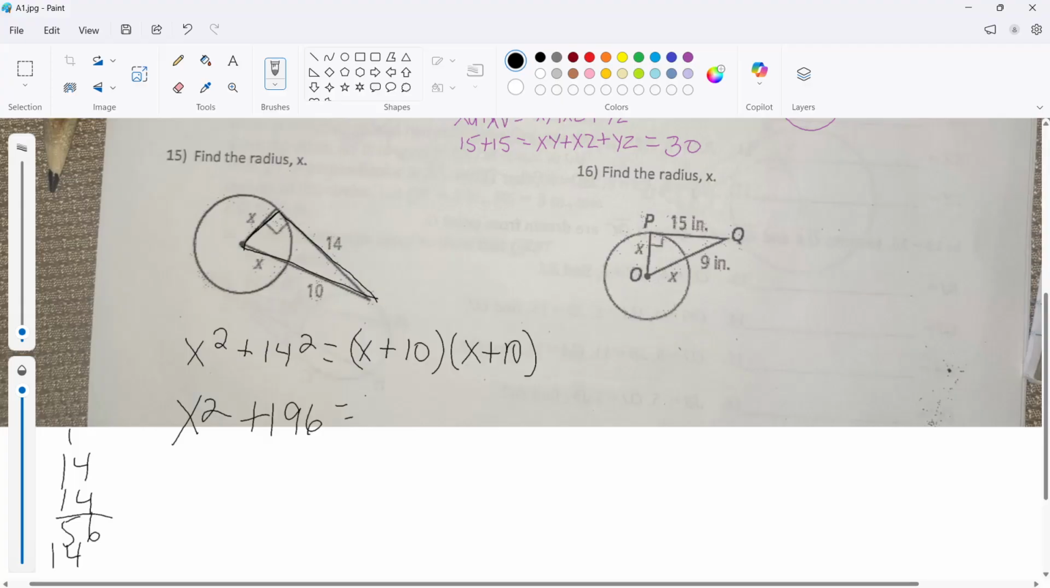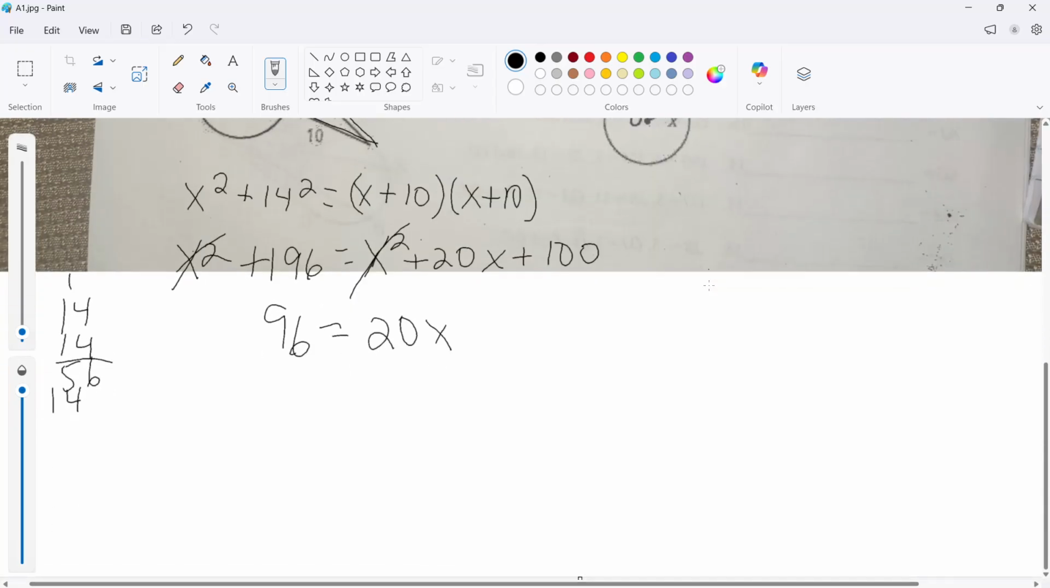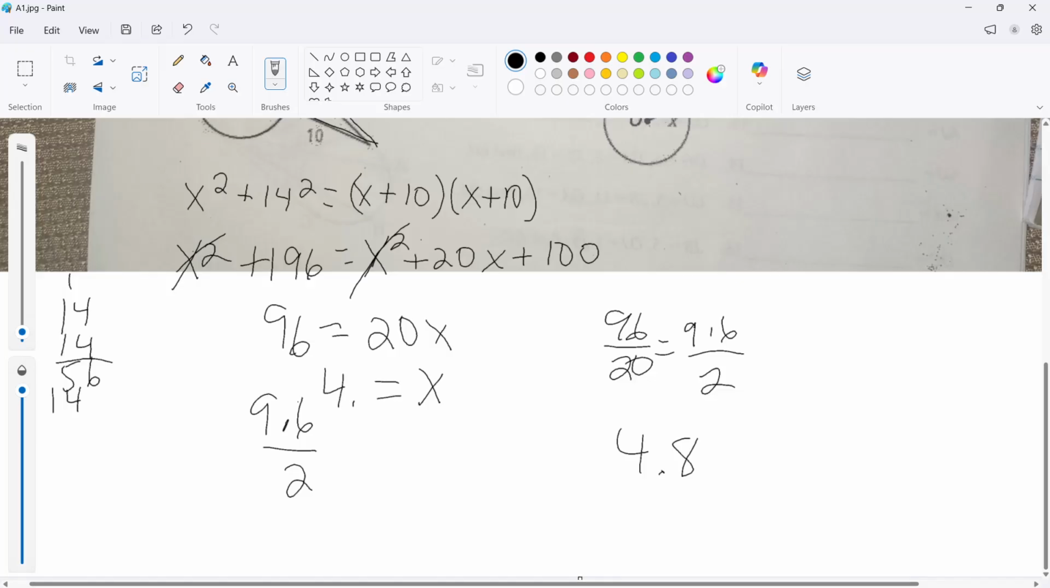Now FOIL: first times first, x squared. Inside 10x, outside 10x, that's 20x. Last times last, plus 100. The x squareds cancel out. I will subtract 100 from both sides. 96 equals 20x. And what is 96 divided by 20? It's 9.6 divided by 2. So x equals 4.8.